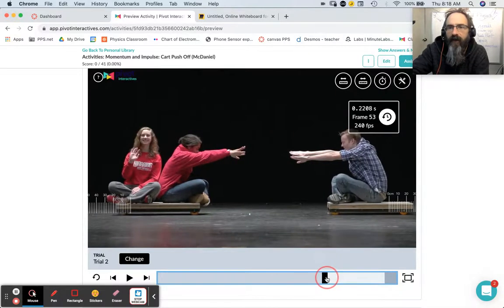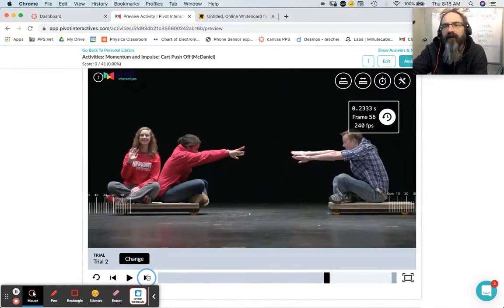I want to make sure Connor's cart doesn't quite go off the screen. I'm going to see if I can get him to 30 centimeters, right? There we go. And we can see that Christine and Haley have moved about 18 centimeters in the same amount of time. Exactly what we'd expect. They're more massive. They should have a lower velocity than Connor by himself.